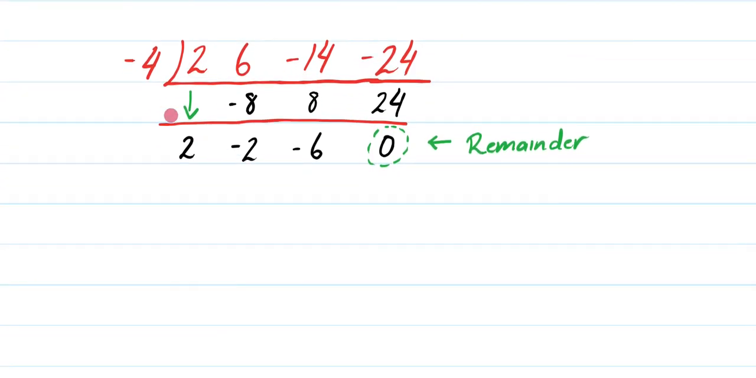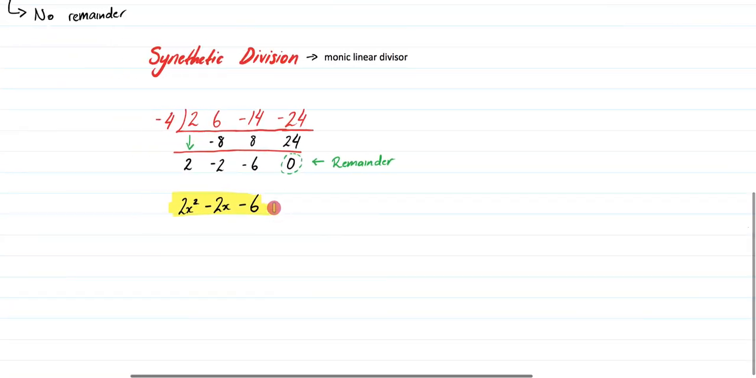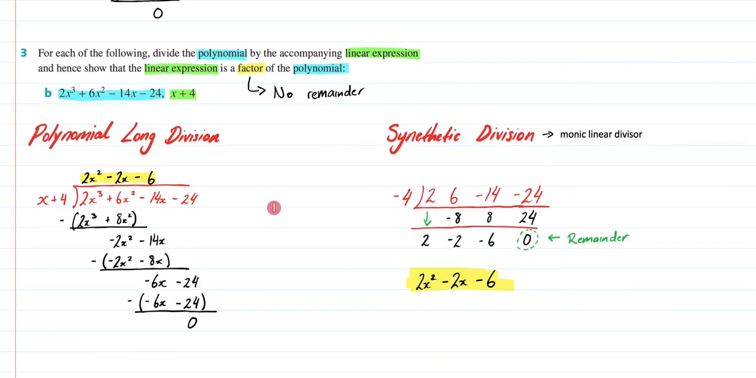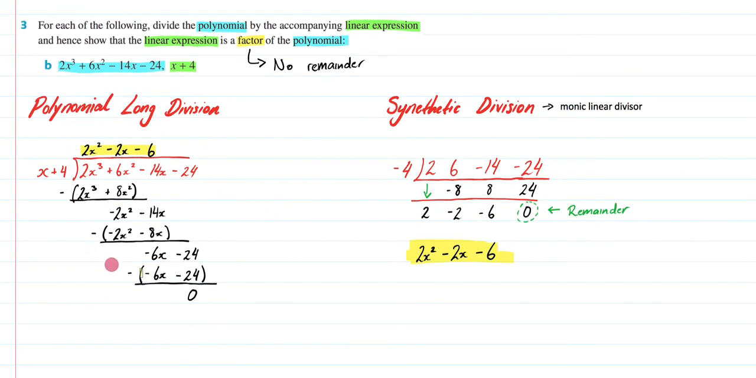Then we can write down our answer as 2x squared minus 2x minus 6. And that is exactly what we got previously. So as you can see, nice and easy. Much quicker than our other way, but it's actually far more important that you know the long division way than this way. So hopefully this has been helpful to you.